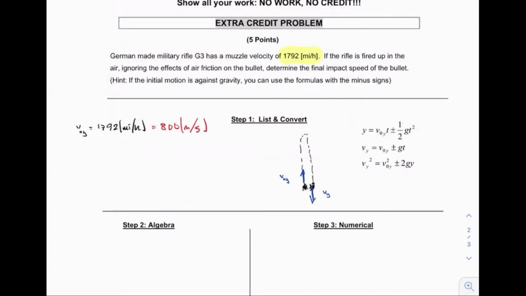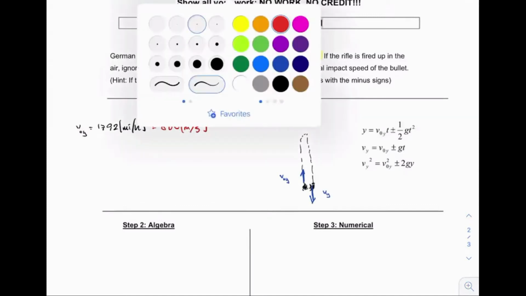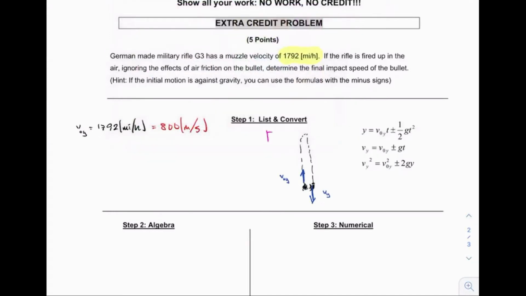Another thing that we know is gravity is the only force acting once it's airborne. So this is roughly 10 meters per second squared. And conceptually, you know that whatever this is, it's going to be the same here. We discussed that before, which means that up 800 meters per second, down should be 800 meters per second. So the question is, how do you prove this mathematically?